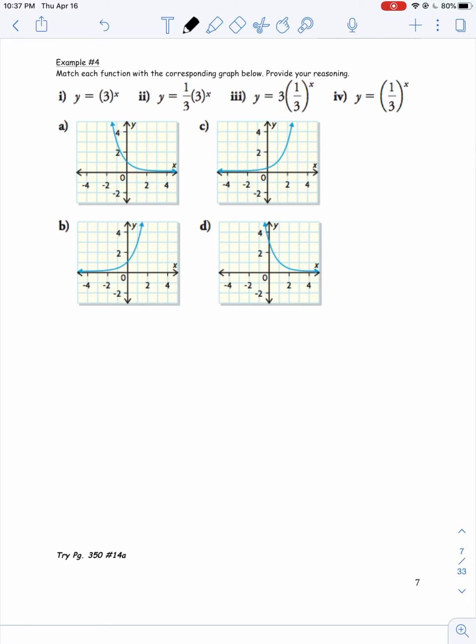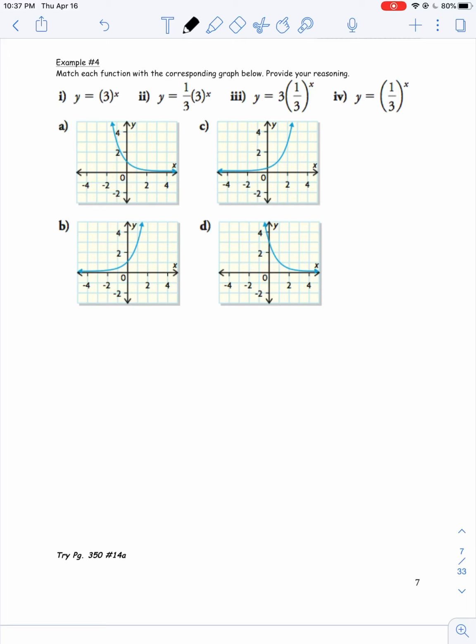Example number 4, we are just matching which equations match the graph. So what I would do right here is to practice. You should pause the video and then see if you get the same answers as me. So right now I'm going to give you the answers, but you should have paused and tried this by yourself before seeing my answers.